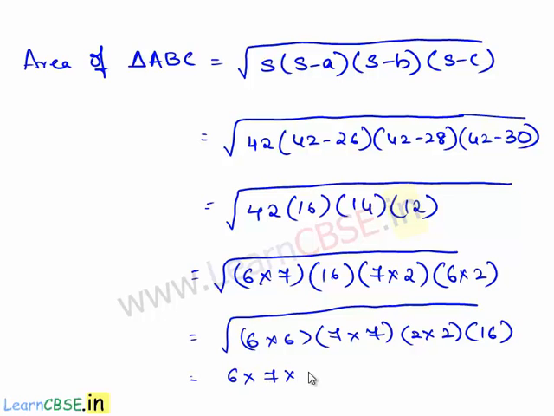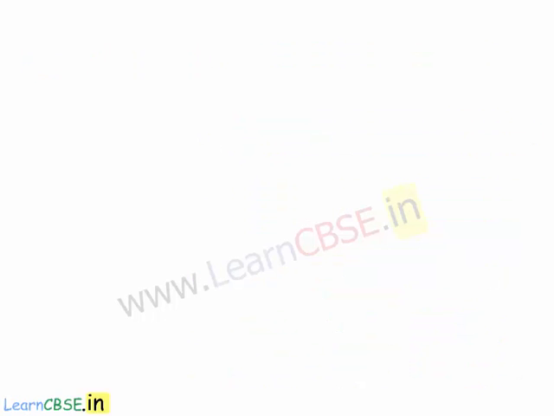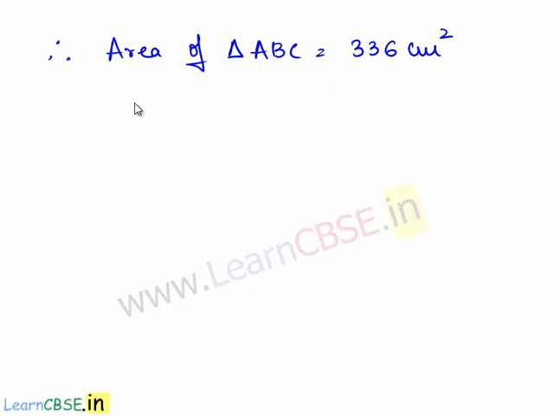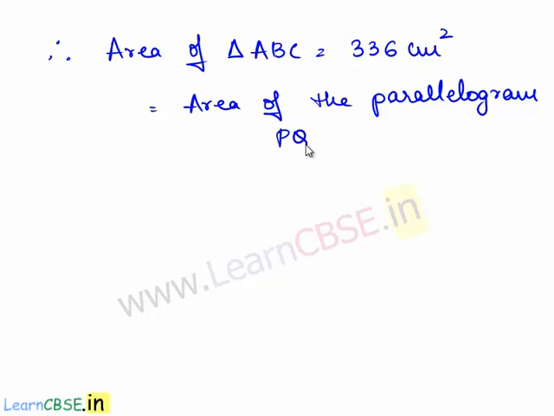So we have 6 times 7 times 2 times square root of 16, which is 4. So which is equal to 336 centimeter square. Therefore, area of triangle ABC is equal to 336 centimeter square, which is also equal to area of the parallelogram PQRS.